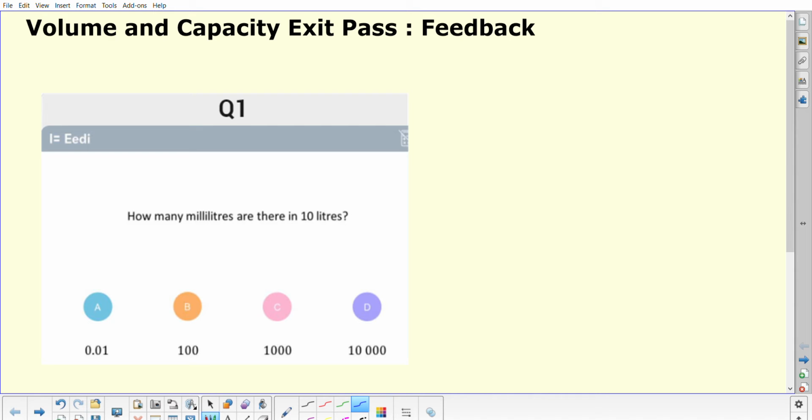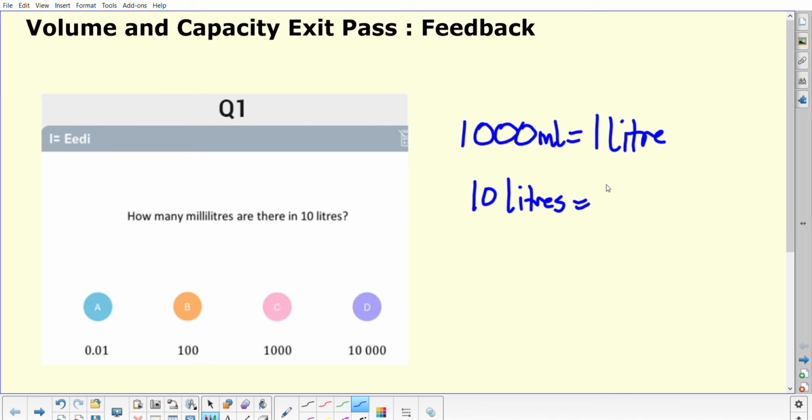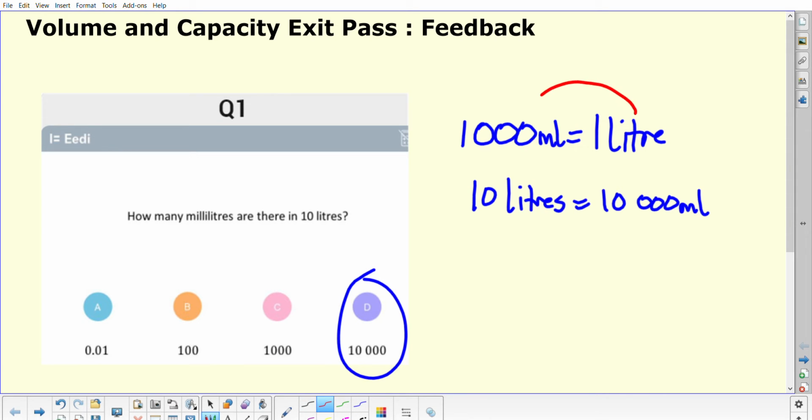So question 1, how many millilitres are there in 10 litres? Most of you, I think, knew the answer to this, knew that there are 1,000 millilitres in 1 litre, so therefore 10 litres would have 10,000 millilitres. So your answer for this one should have been answer D. To change from litres into millilitres, the process would be timesing by 1,000.